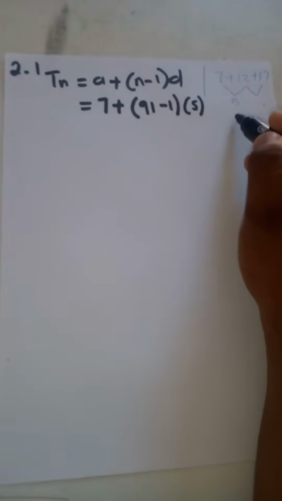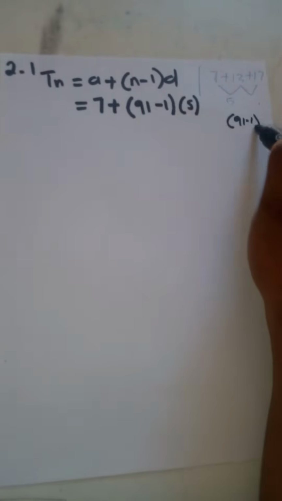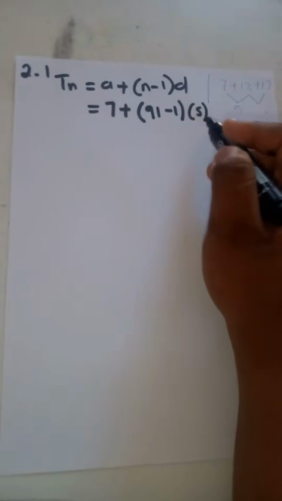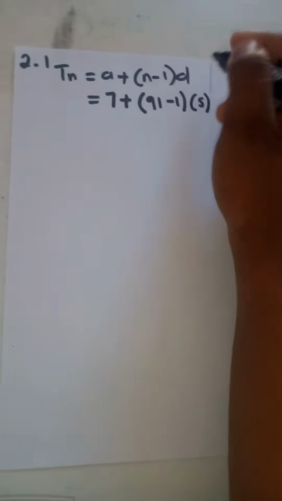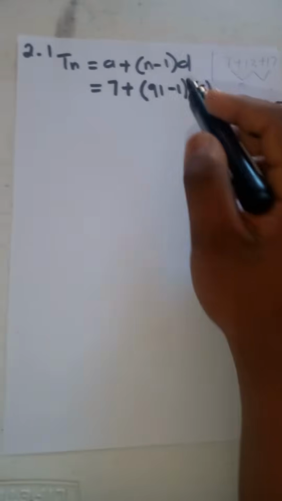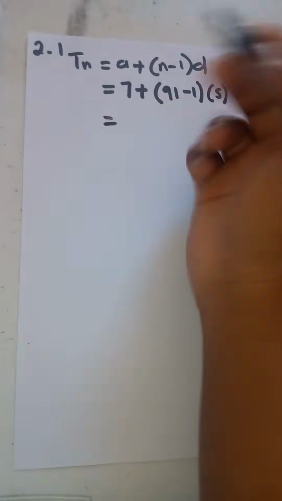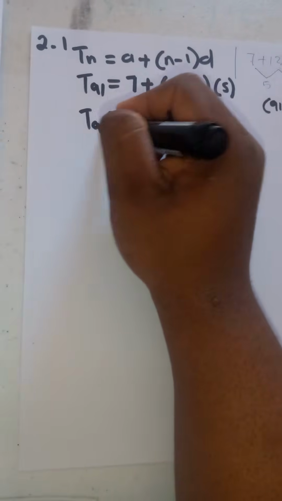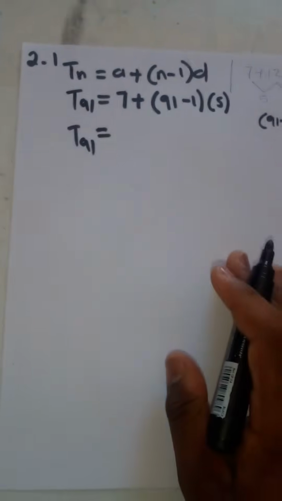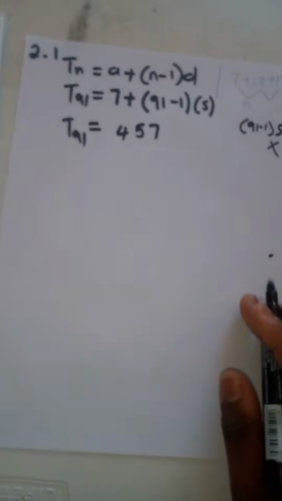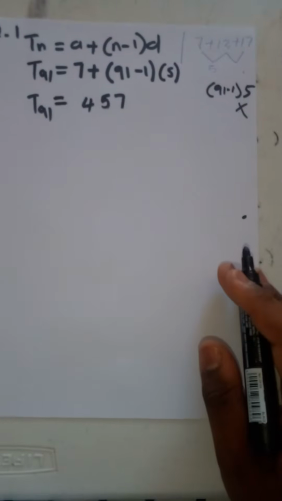People tend to do something like 91 minus 1, and then they write 5 like this, which is completely wrong. You're going to lose marks there. So please write this 5 in brackets, your common difference in brackets, to show them that you are multiplying. Is it fine? Let's continue. You are simply going to add everything, so T91 is equal to 457. That is the answer there. Is it fine, guys?